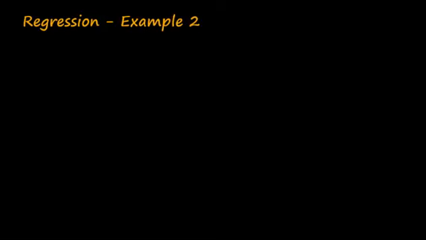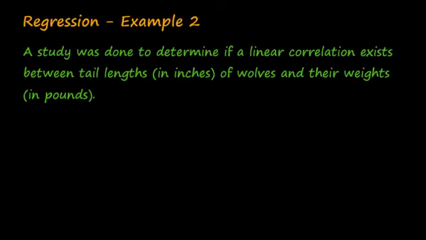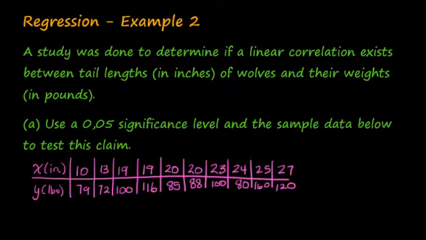Here's one more regression example. We'll begin again with a correlation test. A study was done to determine if a linear correlation exists between tail lengths in inches of wolves and their weights in pounds. We'll use a 0.05 significance level and the sample data below to test the claim.